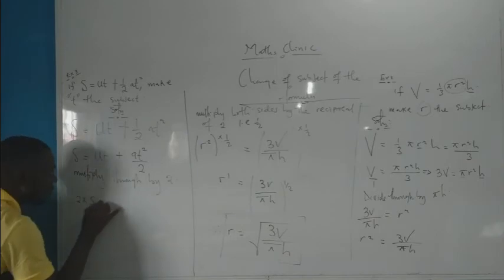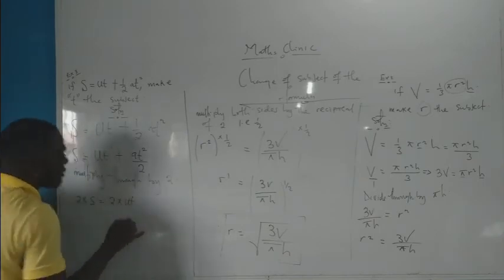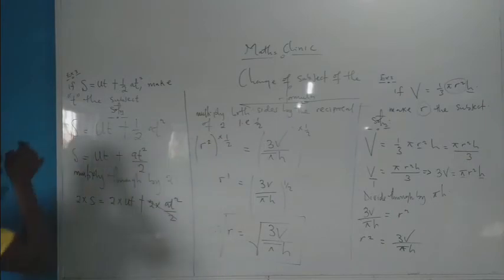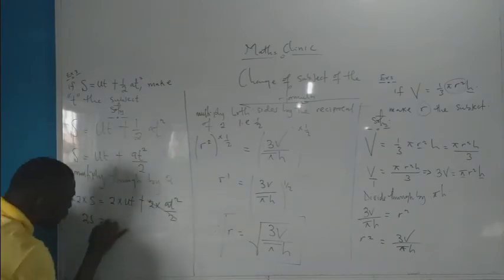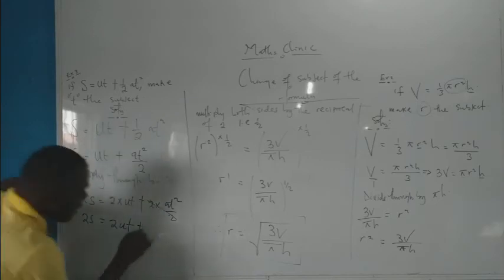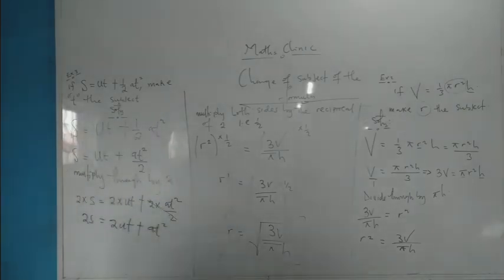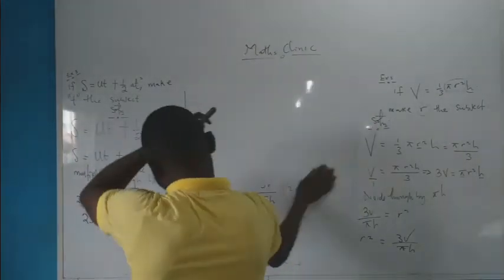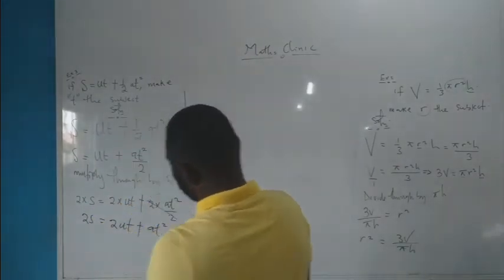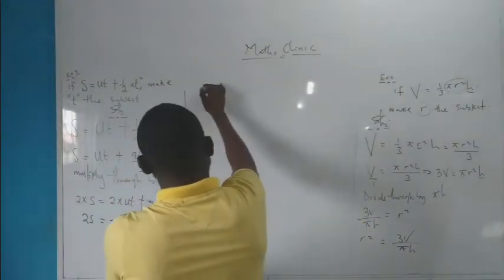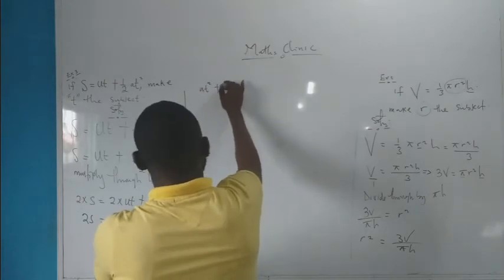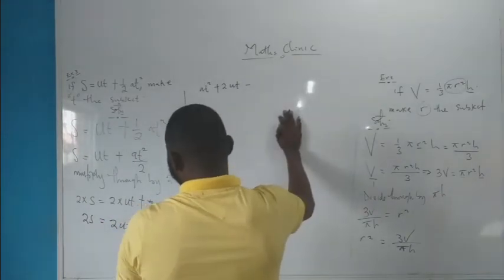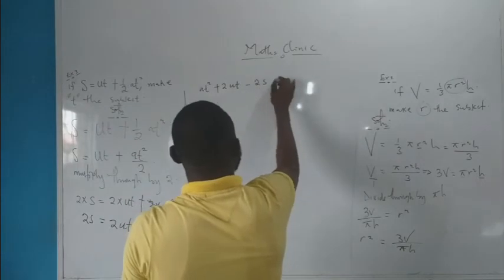That becomes 2 times s, 2 times ut plus 2 times at squared over 2. These 2s will go. So we have 2s equals 2ut plus at squared. Rearrange. So we can have at squared plus 2ut minus 2s equals 0.